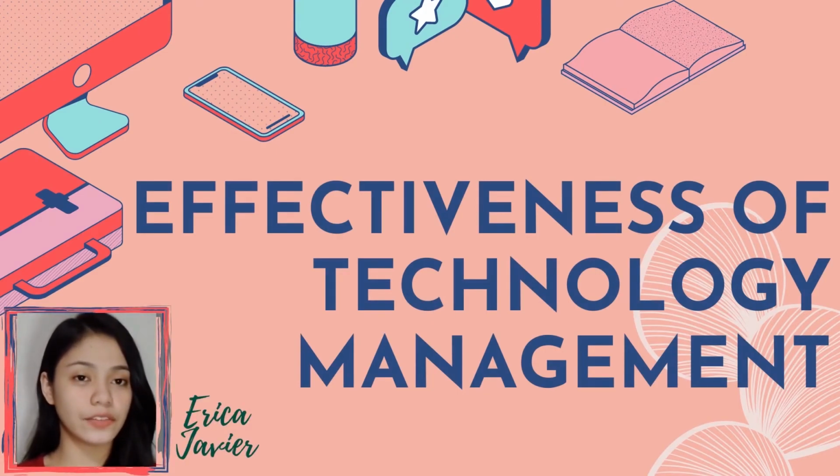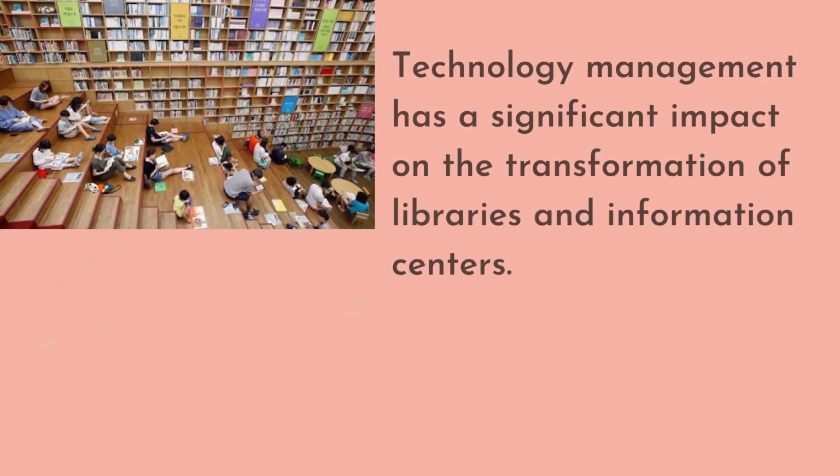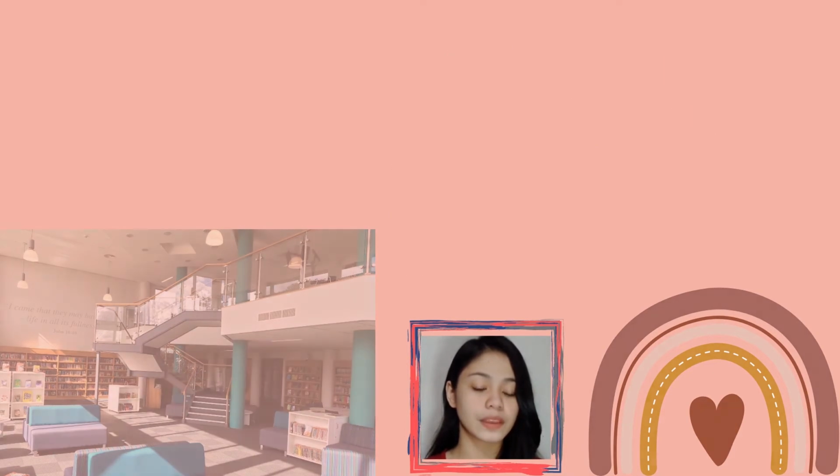Technology management's effectiveness can be measured by the power it wields over libraries and information centers. Libraries and information centers use technologies to deliver information, to provide service, and to transform a system, and this can be supported by good technology management. Technology management has significant impact on the transformation of libraries and information centers. Technologies help for the continuous development that reshape the way libraries access, retrieve, store, manipulate, and disseminate information to users.